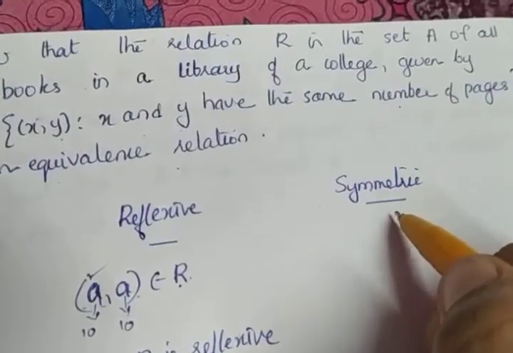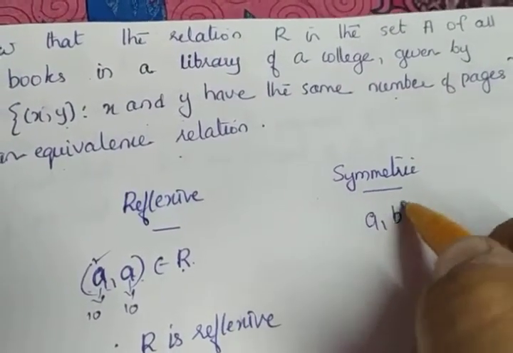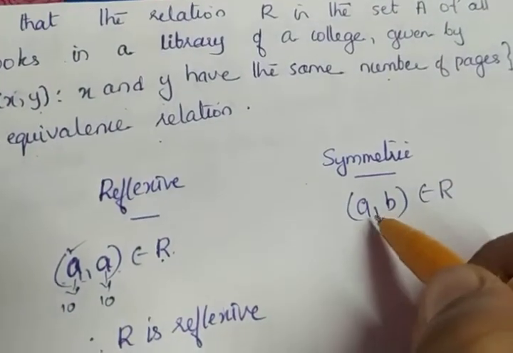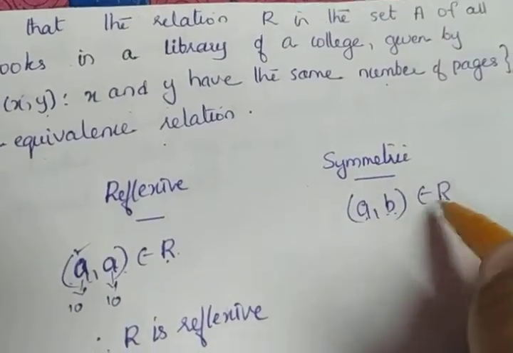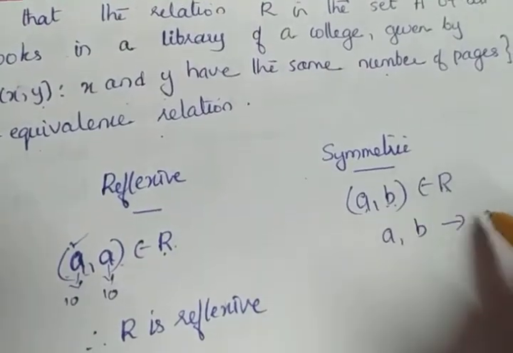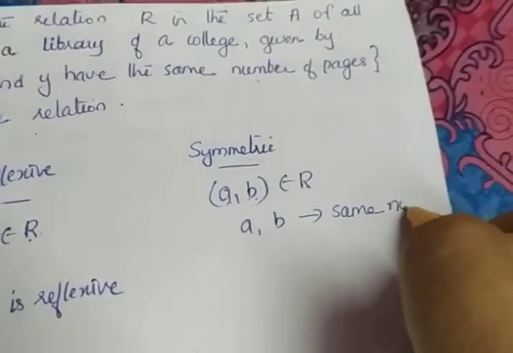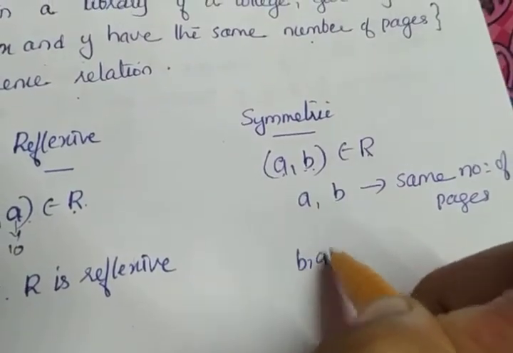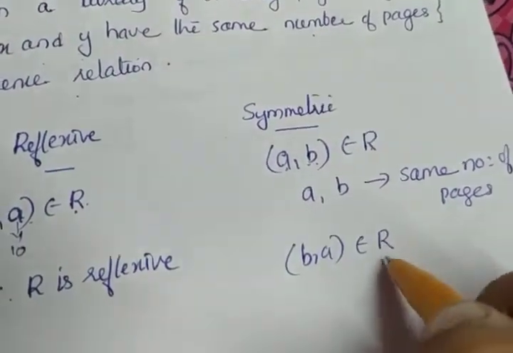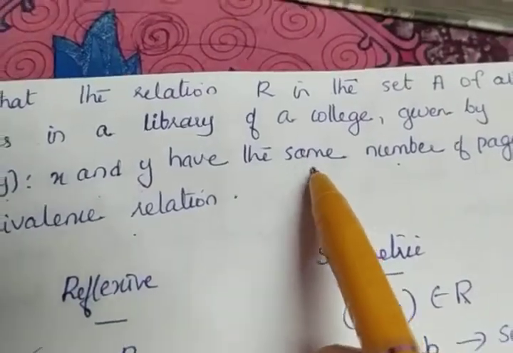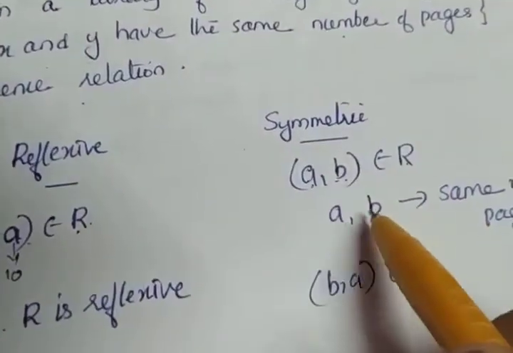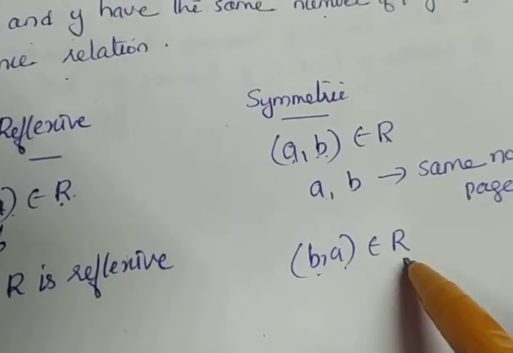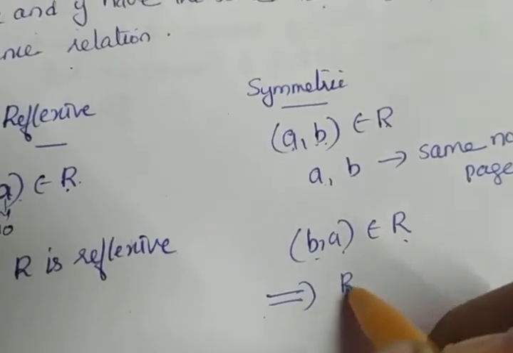Then what about the symmetricity? If I am taking (A, B) an element of R, to check the symmetricity what we have to prove is that (B, A) is an element of R. If (A, B) is an element of R, the condition is that A and B have the same number of pages. That is the relation given in the question. Then what about (B, A)? (B, A) will also be an element of R. To be a member of R, the only condition is that they have the same number of pages. We already took A and we have books having the same number of pages. Then (B, A) automatically will be an element of R, which implies R is symmetric.